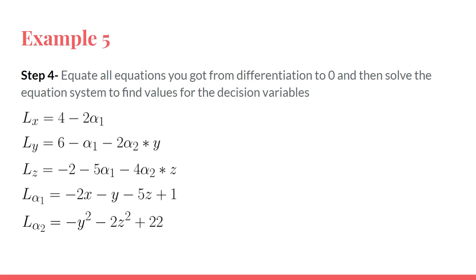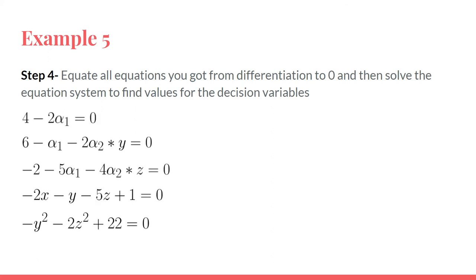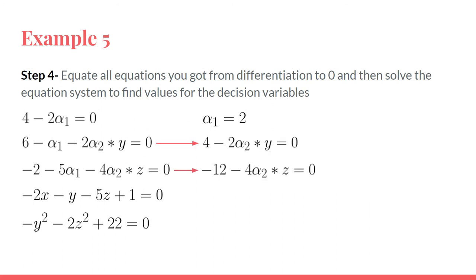We will then equate all these equations we got from step 4 to 0 and solve the resulting equation system to find values for our decision variables x, y, and z. So first we equate all equations to 0. From the first equation we can see that alpha 1 is equal to 2. We apply this value to the second and third equation. By doing this, we have two new equations that say that 4 minus 2 alpha 2 times y is equal to 0 and minus 12 minus 4 alpha 2 times z is equal to 0. By isolating y and z in these two equations, we have that y is equal to 2 over alpha 2 and z is equal to minus 3 over alpha 2.